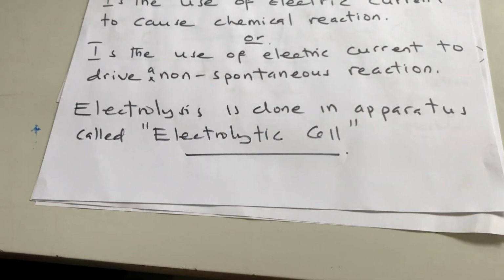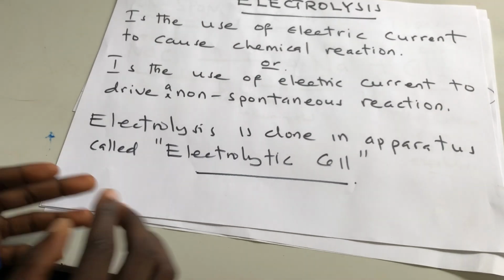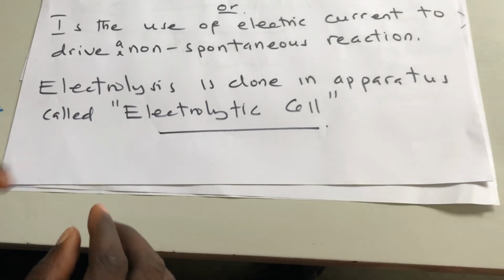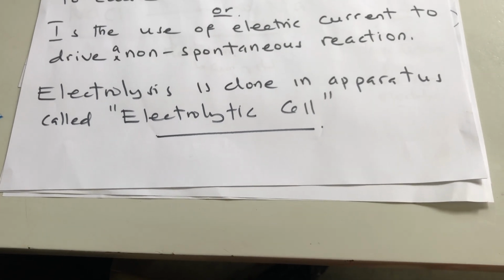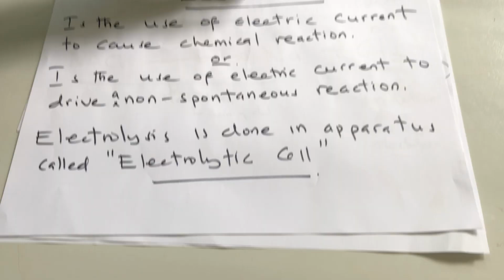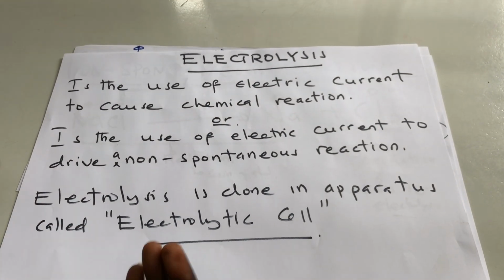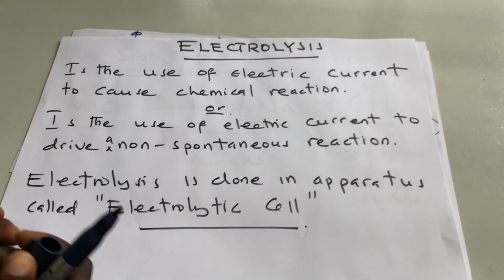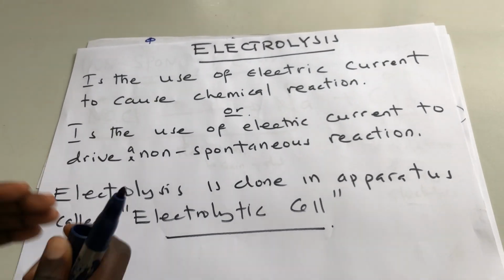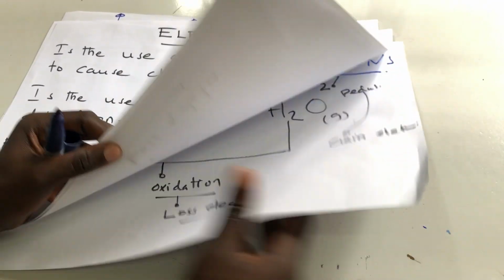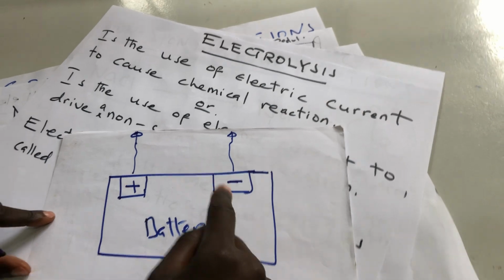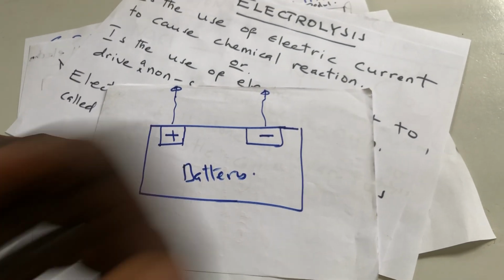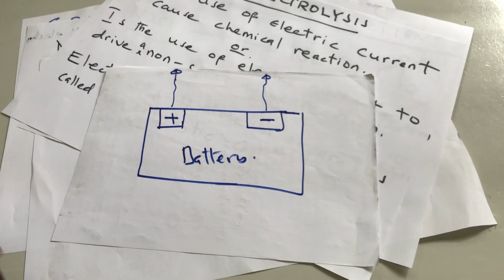But don't forget that electrolysis is done in a special apparatus which is called electrolytic cell. So electrolytic cell is a device in which electrolysis is going to be conducted. So electrolysis most of the time uses batteries. And battery, it has got the positive terminal and the negative terminal. So the function of the positive terminal is just to attract the electrons, and the function of the negative terminal is just to push the electrons.